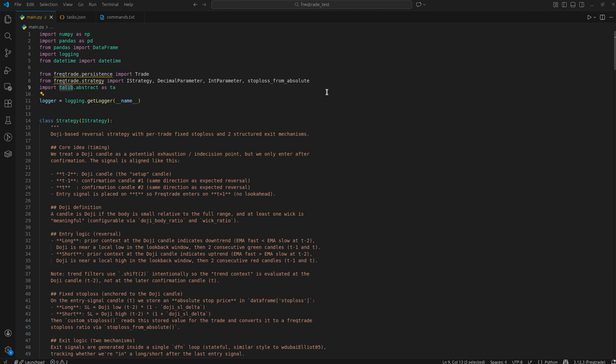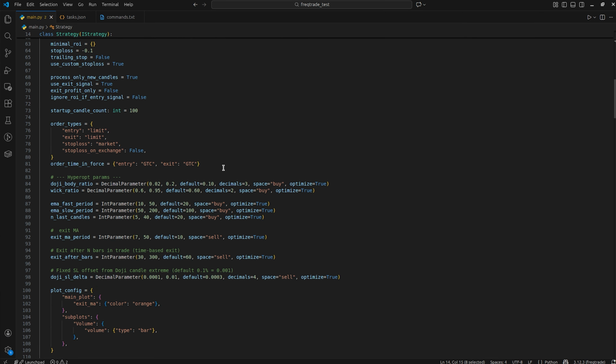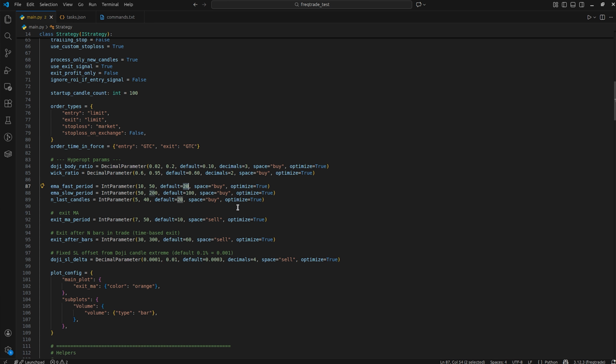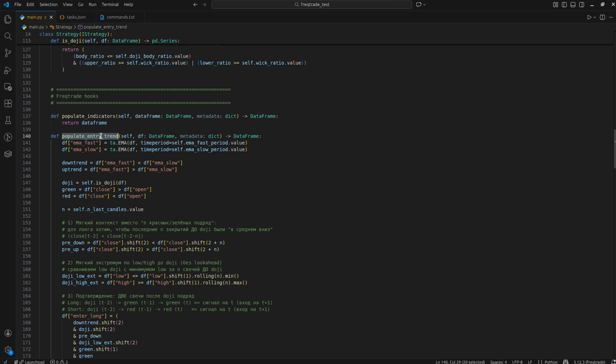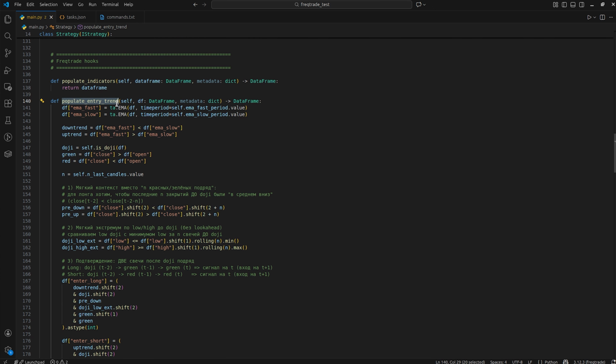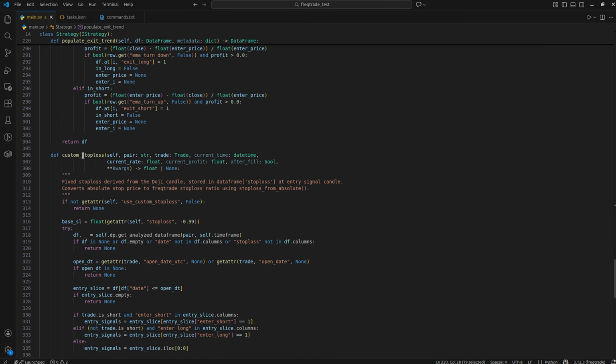Now let's check the main script. Here is our main class, Strategy, and comments, with some parameters for our Python package. And here we have our hyperparameters. You can see they all have default values, and we'll later tune them during hyperparameter optimization. Here is a function to determine if a candle is a DOJI candle, and our entry conditions. And exit conditions: we use MA-based exit conditions as we often do, and a custom stop loss.